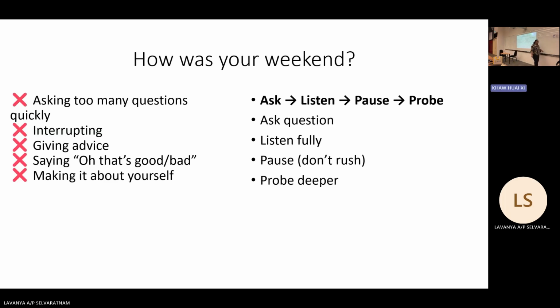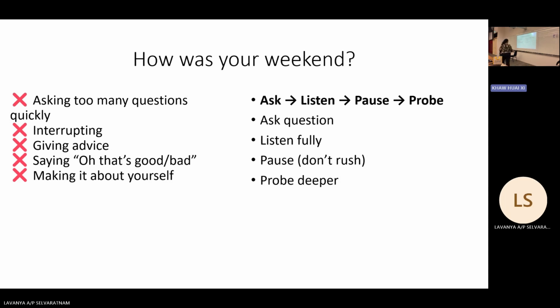So when you are interviewing, you want to keep these four things in mind. Ask, listen. Don't listen just physically while you're not actually listening, like what you all do in class. You all look as though you are listening, but actually your mind is elsewhere, thinking of something else. Don't do that. With a sample, you need to actually listen.